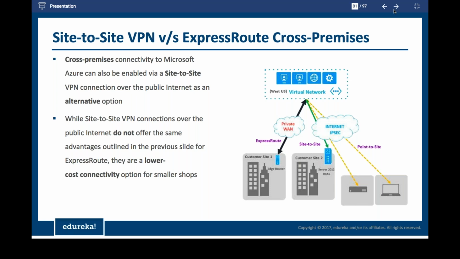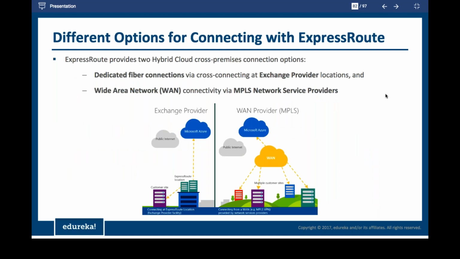So the best way that you can go is to go for express route when you have cross premise. The different options that you have for connecting with express route are an exchange provider and a WAN provider. The exchange provider is where it comes with a dedicated fiber connection. You can find it on the picture here. It has a dedicated fiber connection. It establishes the connection from Microsoft Azure towards the express route location and for the customer site. Whereas the WAN provider gives connectivity from Microsoft Azure towards the WAN using multiple customer sites. Okay, so it connects from a WAN provided by network service providers.